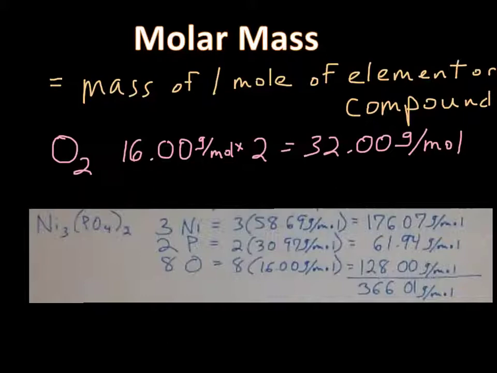If we look up the molar mass of each element, nickel, phosphorus, and oxygen, and add together the total quantity of each of those, we get a final answer of 366.01 grams per mole for that molecule. It's important to remember that we're simply adding all of the atoms in this molecule. We add together 3 nickels, 2 phosphorus, and 8 oxygen to come up with the total.